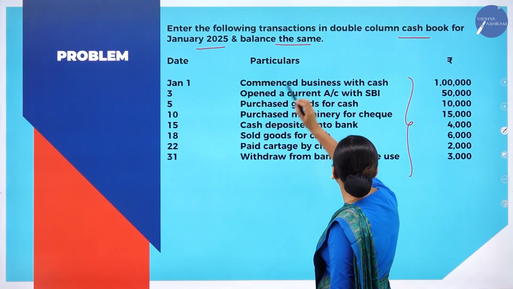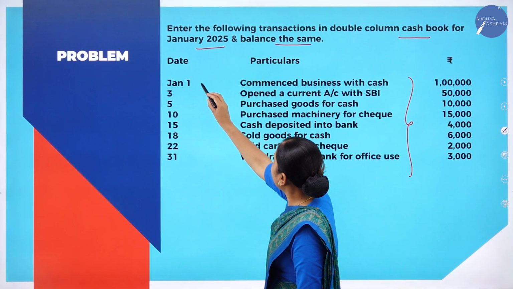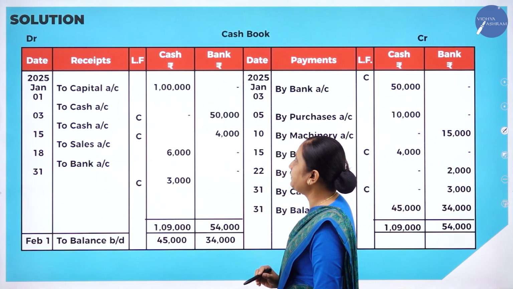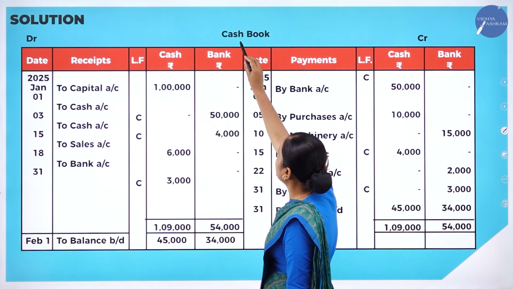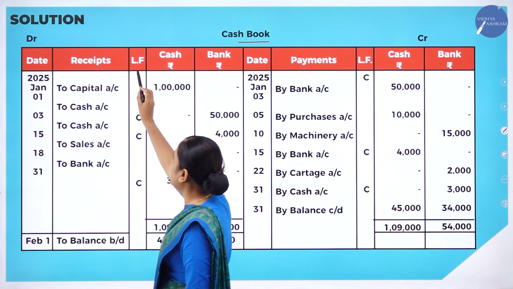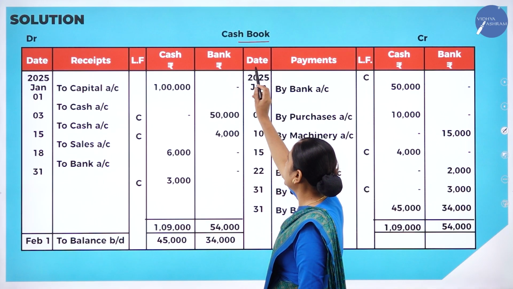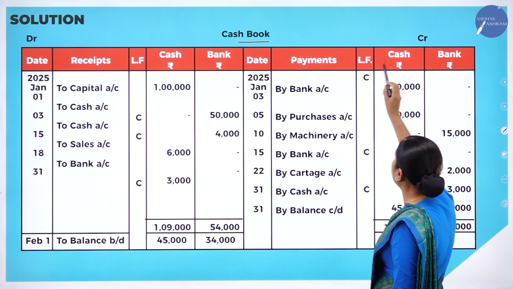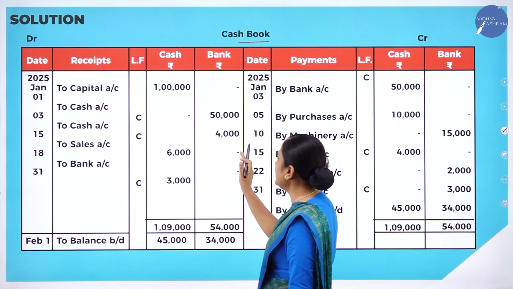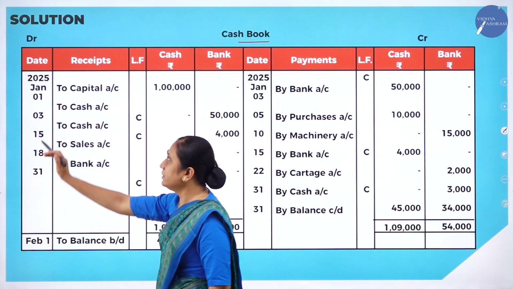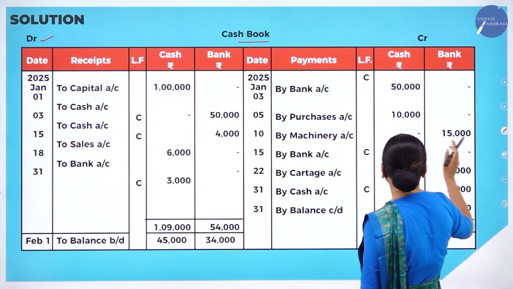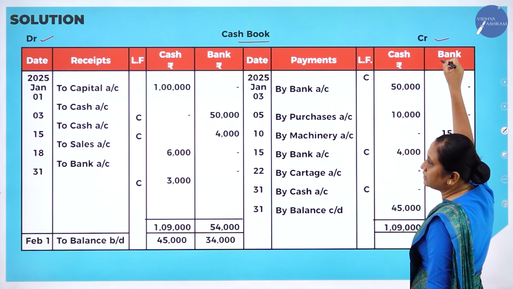Now come here, date, particulars, rupees, they have given. Jan 1. First, what do we have to do? We have to make the columns and keep them ready. We have to write the heading as cash book. Below that, date, receipts, LF, cash rupees, bank rupees, date, payments, LF, cash rupees, bank rupees. Like this, we have to make the columns and keep them ready. This side is called the debit side. Write DR. This side is called the credit side. Write CR on the top.